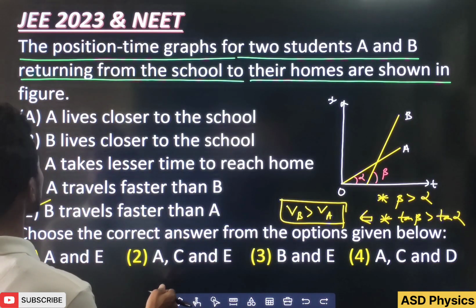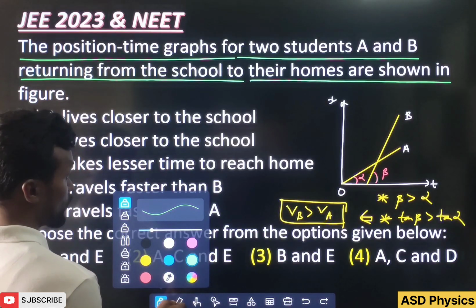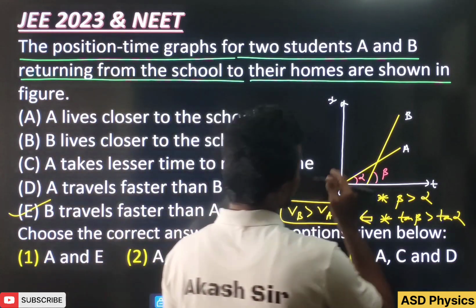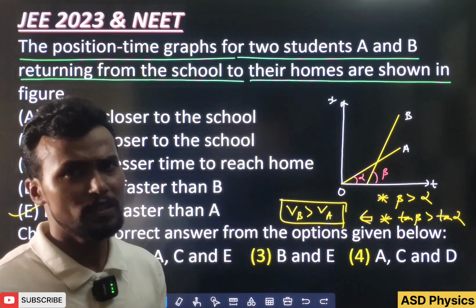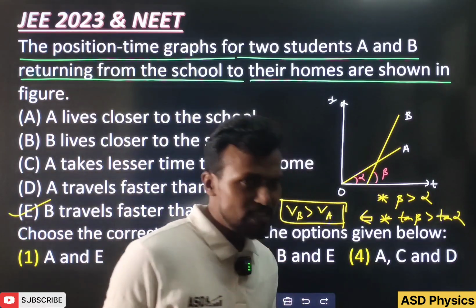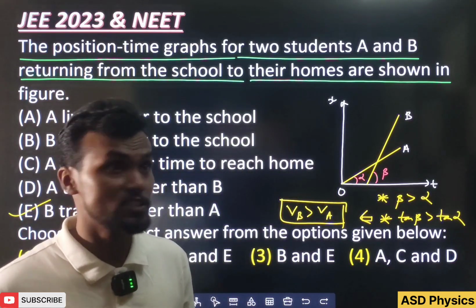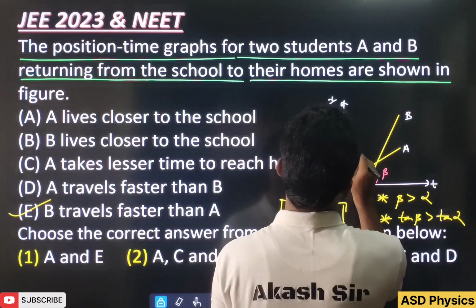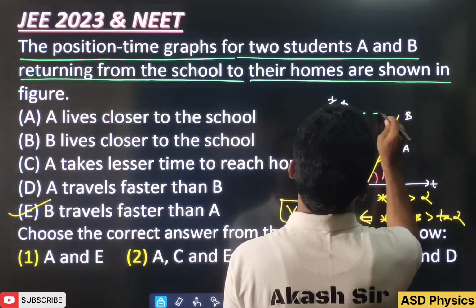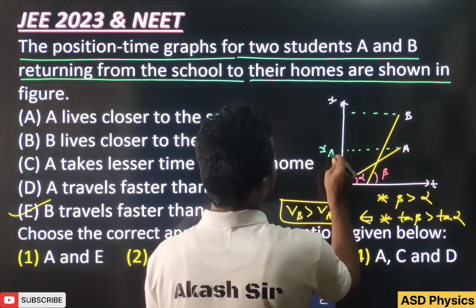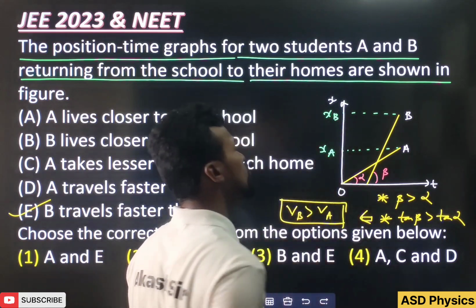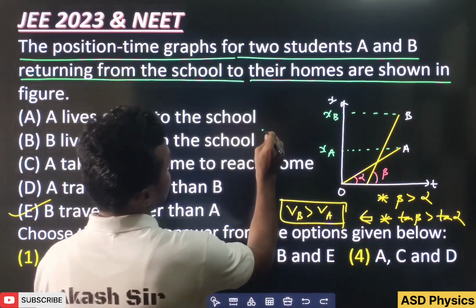But see, A lives closer to the school, B lives closer to the school. For that, what we have to do here, see, they are moving from school to the home, is it? So whoever is living closer, the distance will be less. So see here, the distance: if I talk about XA and XB, you yourself see and tell which one is lesser.